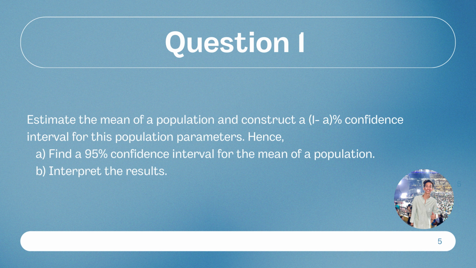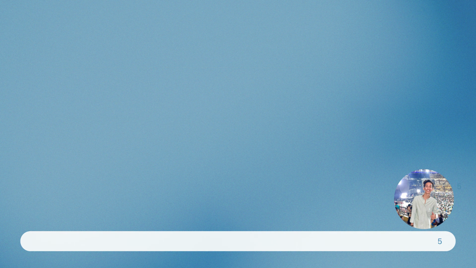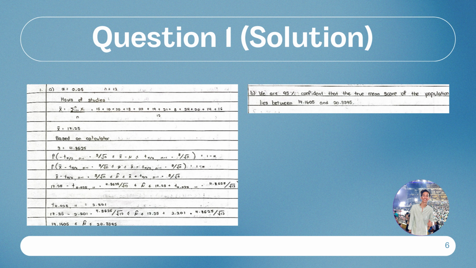For the first question, we have to estimate the mean of a population and construct a 1 minus alpha confidence interval for these population parameters. For question A, find a 95% confidence interval for the mean of a population, and for question B, interpret the results.